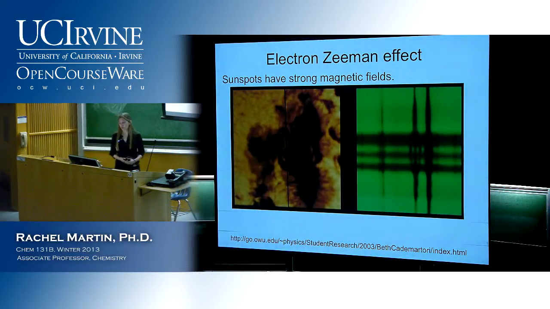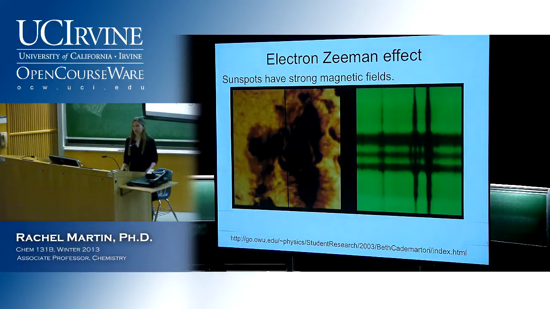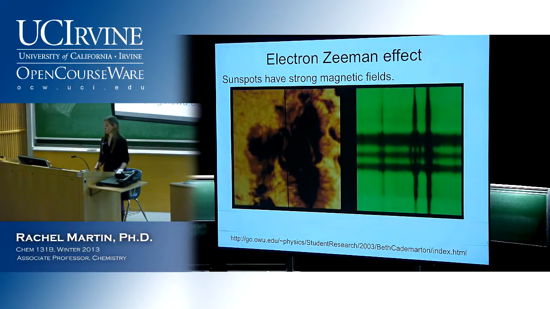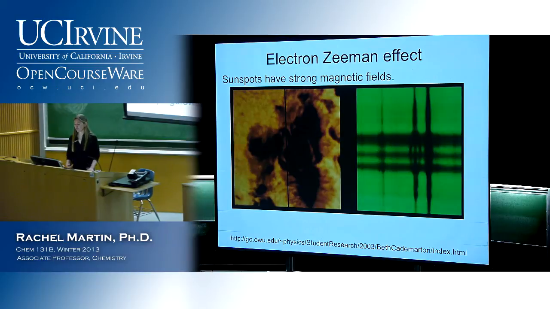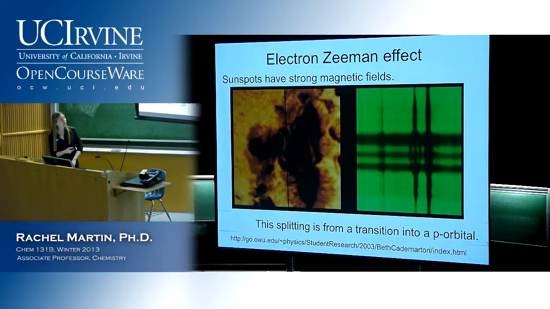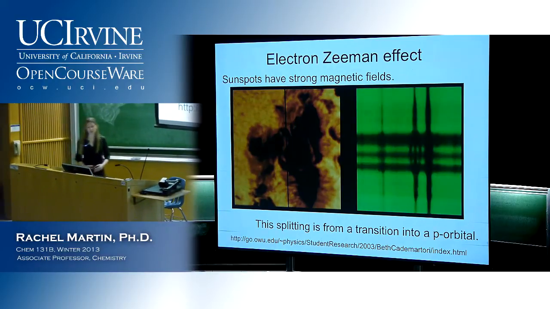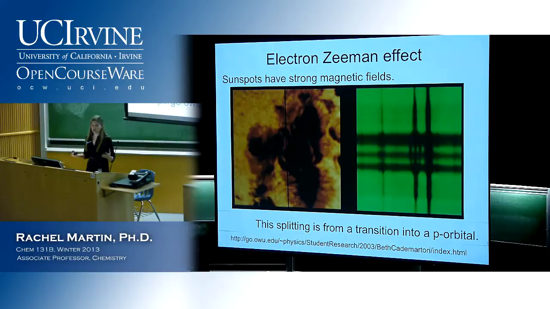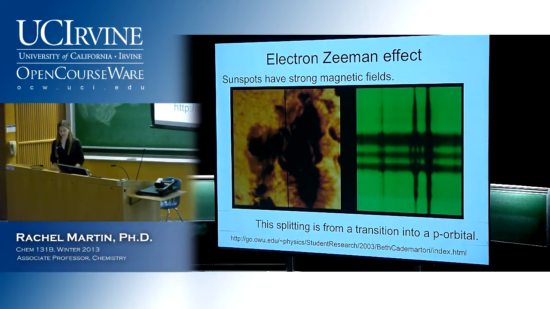And here's another demonstration of the electron Zeeman effect from an astronomy example. Sunspots have really strong magnetic fields. And in this picture on the right, you're seeing a natural example of Zeeman splitting taking place in a sunspot. This thing where it's split into 3 is from a transition into a p orbital for electrons within the sun.